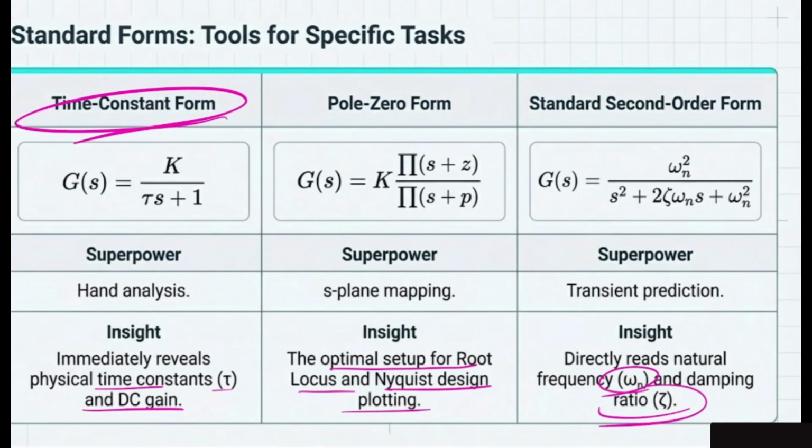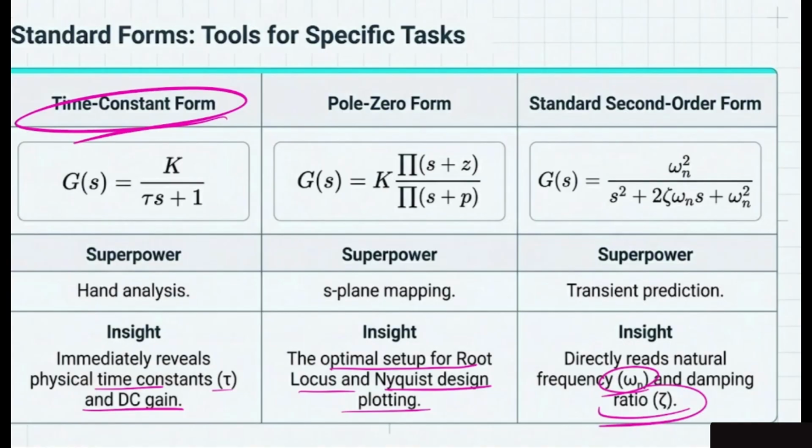So most of the time we have these kinds of forms. The very first one is the time constant form. What is that? It means that your transfer function is like K divided by Ts plus 1. We saw it in the thermostat part. The superpower is that we can use it in hand analysis, since it immediately reveals the physical time constant T and the DC gain.